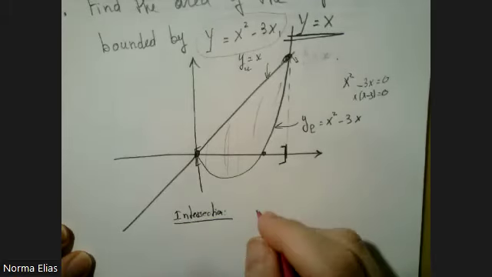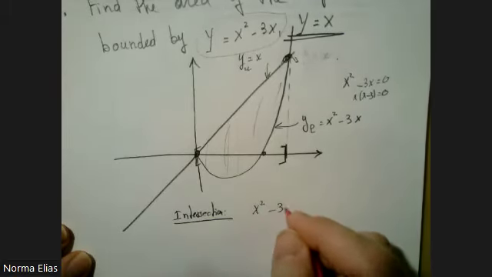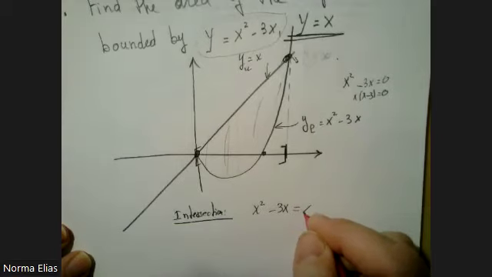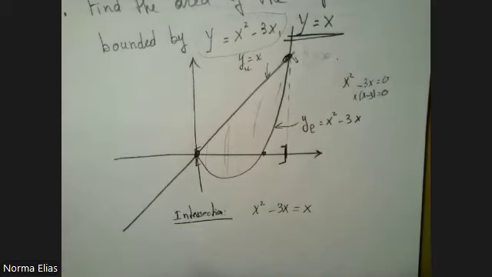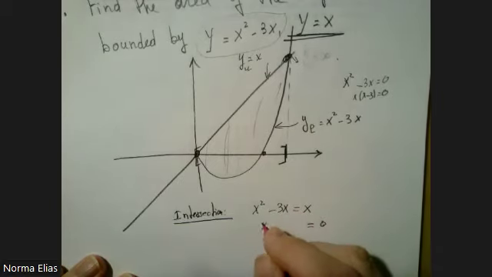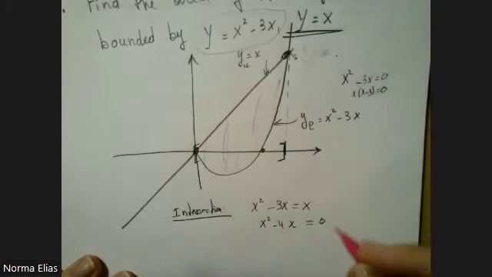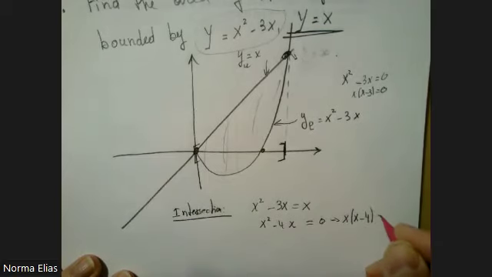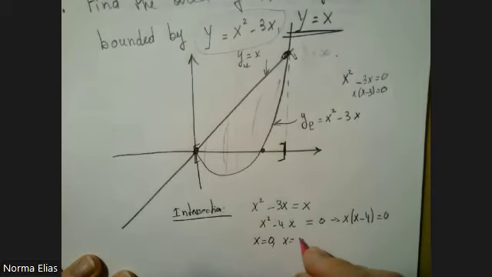So we set x squared minus 3x, the y's equal to each other. And the only way to solve is the right side to be 0. So I have to bring this here. And then factoring, I get x equals 0, x equal to 4.